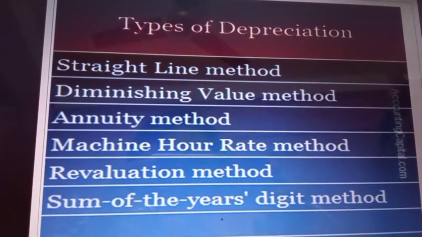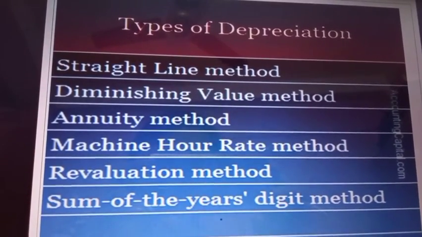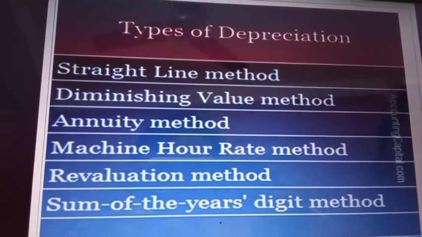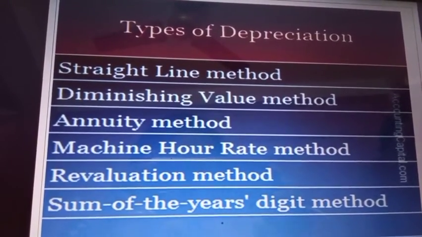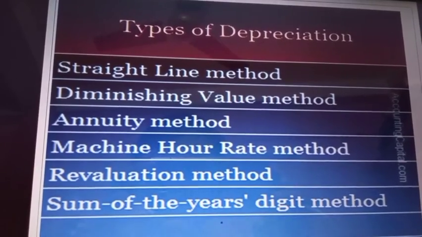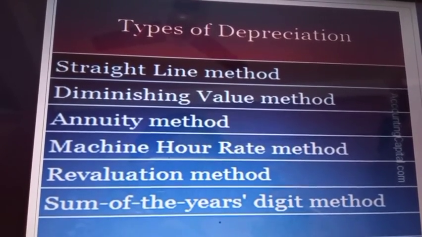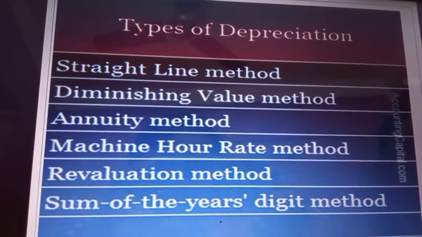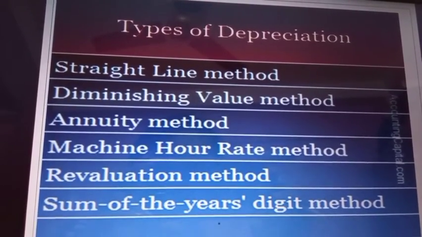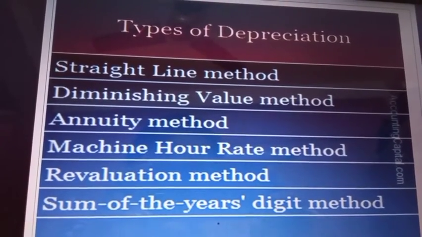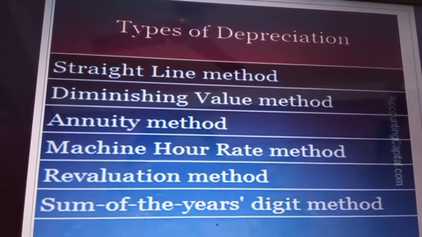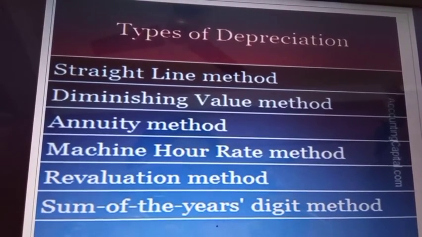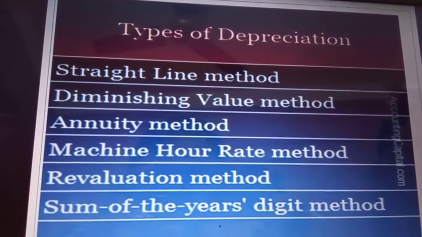The first one is straight line method, which is also known as original cost method or fixed installment method. Why? Because under this method the rate of depreciation or the amount of depreciation remains fixed every year. That is why we call it a straight line method or fixed installment method or original cost method. Then the second method is diminishing value method or diminishing balance method. These two methods are only there in your syllabus.